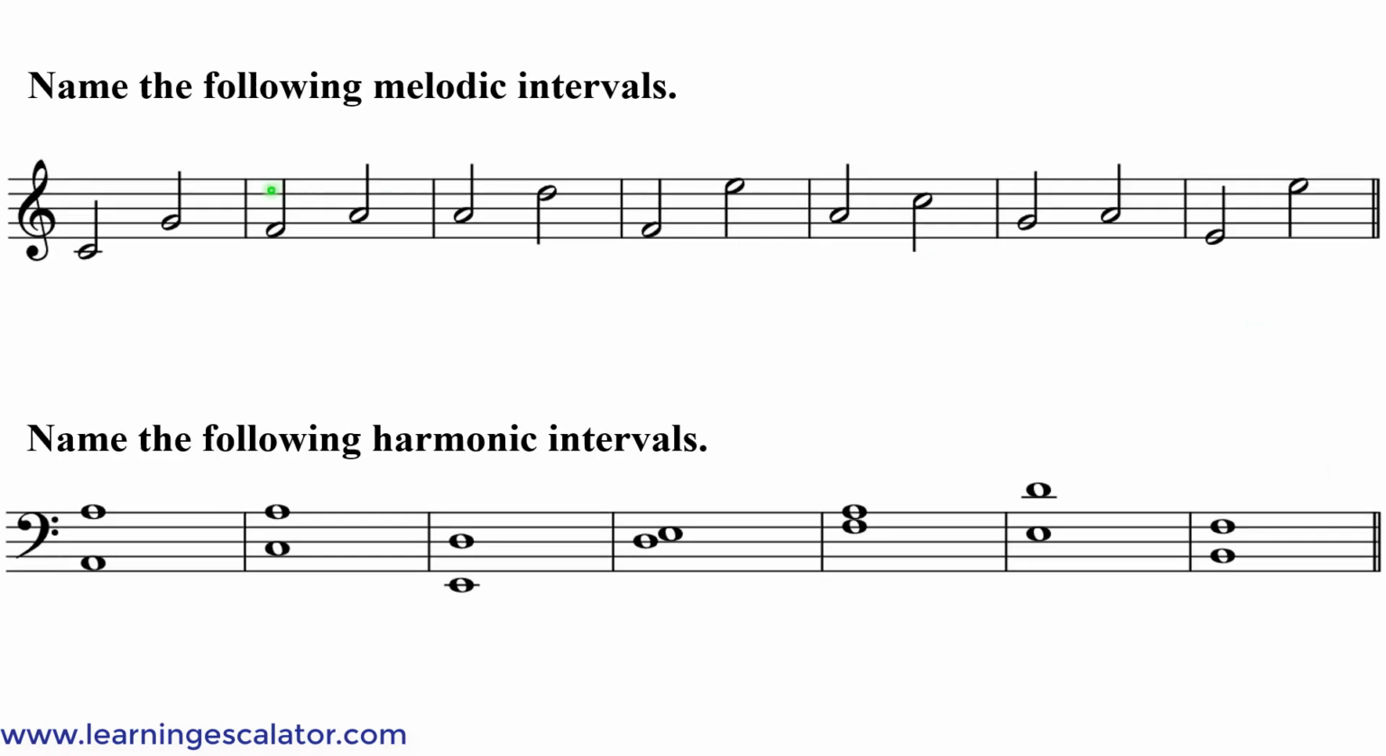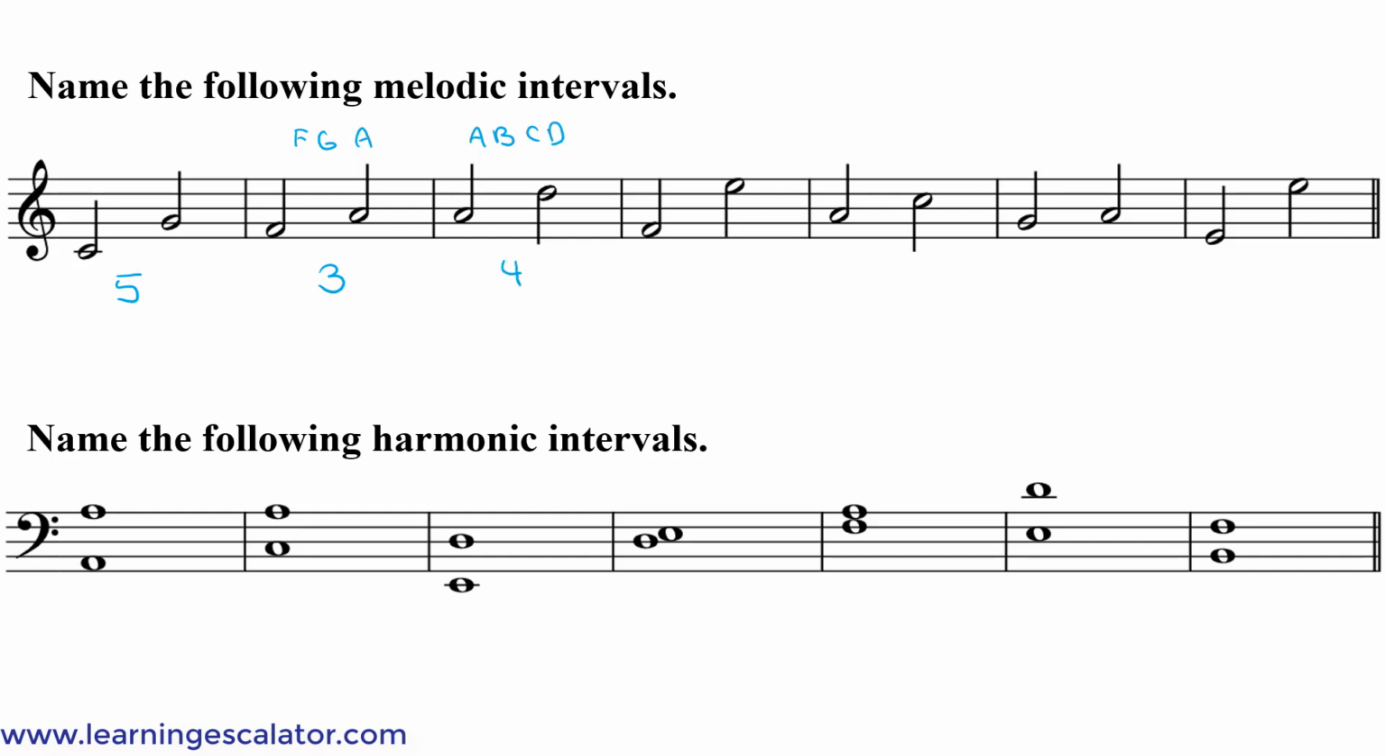Problems. Name the following melodic intervals. So these are melodic intervals because they're played one after the other. So the first one is from C to G, like the one we saw before. So when it's C to G, that's C, D, E, F, G, so it's 5. The next one is F to A, F, G, and A, so that's 3. And this is A to D, so A, B, C, D, so 4.